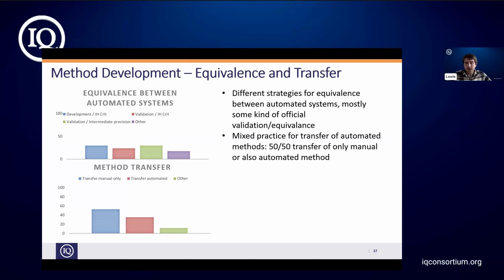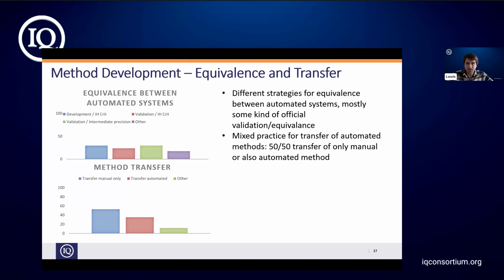We see this is really almost a fair mix. So, a development study with in-house criteria, a validation study with in-house criteria, a validation study with intermediate precision criteria, or the other. And in other, we saw it's actually also kind of an equivalent study, let's say, with certain criteria. And in the in-house criteria, we see, for example, that could be an F2 test or something similar to that.